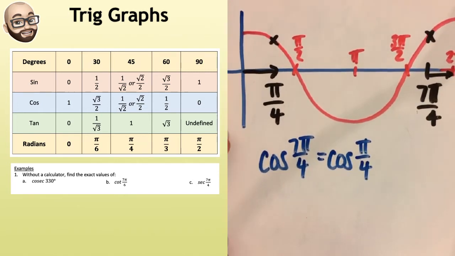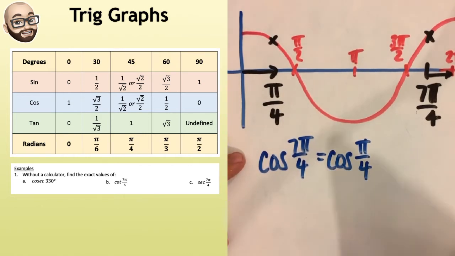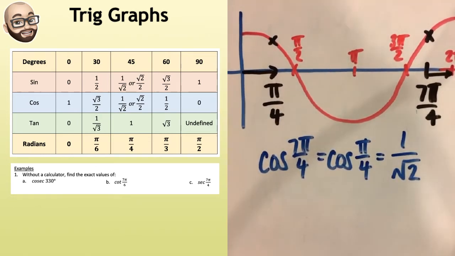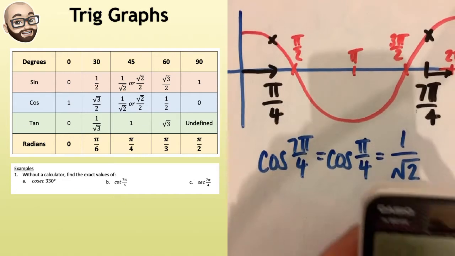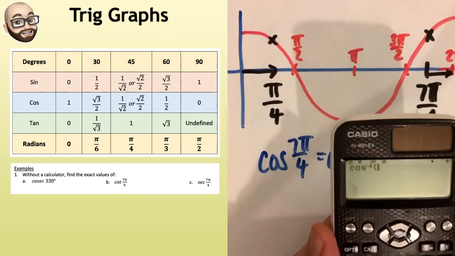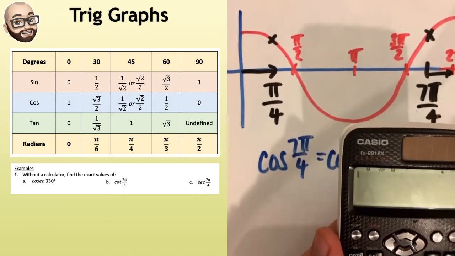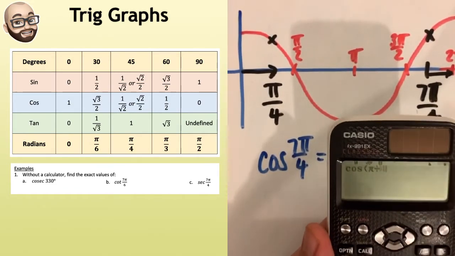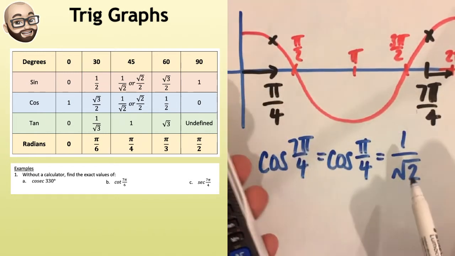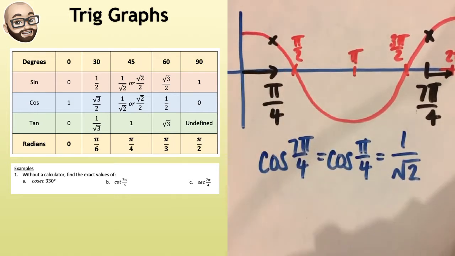And if we use the table again, if we look at radians, pi over 4 and cos, we get 1 over root 2, or root 2 over 2. Depends which one you like. I think your calculator will probably give the root 2 over 2 one, because it'll probably rationalise your denominators. Let's have a check. Pi over 4, I've done cos, pi over 4. So your calculator might give you root 2 over 2. That's the same as 1 over root 2. It makes no difference which one you use here.